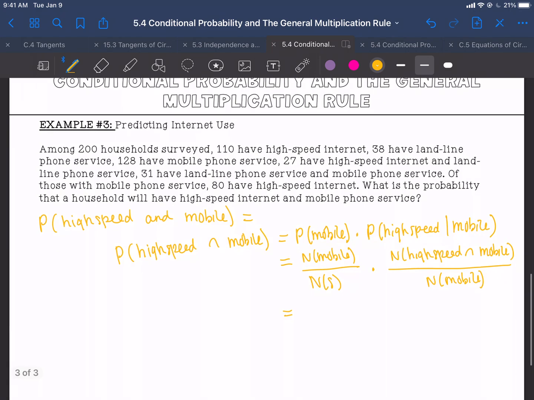So the number that have mobile would be 128, and the number in the sample is 200, times the number that have high speed and mobile. Let's see, right here, of those with mobile phone service, 80 have high speed internet. So that's going to be 80 out of the number that have mobile, which is the 128. So if you multiply those together, you get 0.4, which is 40%.